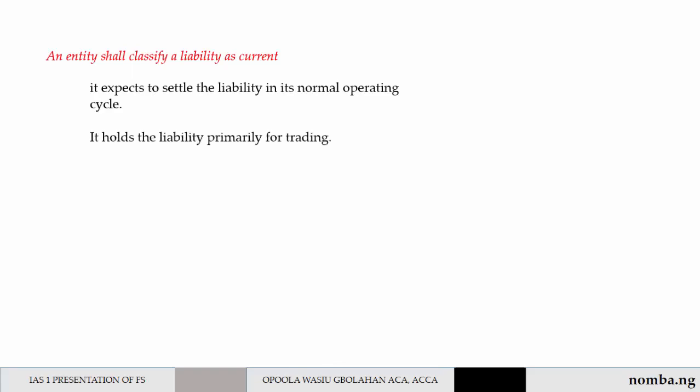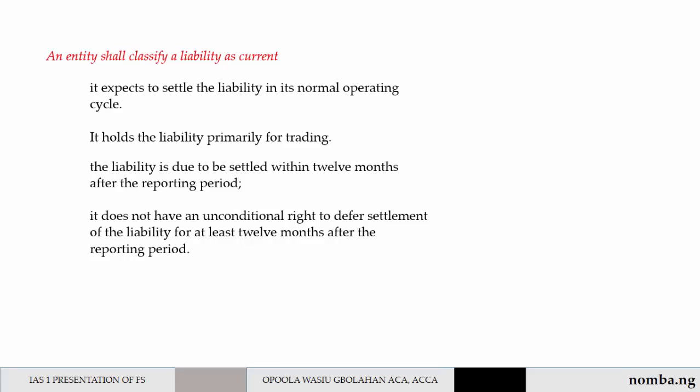An entity shall classify a liability as current when: 1. It expects to settle the liability in its normal operating cycle. 2. It owes the liability primarily for the purpose of trading. 3. The liability is due to be settled within 12 months after the reporting period. This point is necessary when the entity does not have a clearly identifiable operating cycle, okay? As mentioned in point A, if it does not have a clearly identifiable operating cycle, then the operating cycle will be seen as a period of 12 months. And the fourth point is that it does not have an unconditional right to defer settlement of the liability for at least 12 months after the reporting period.